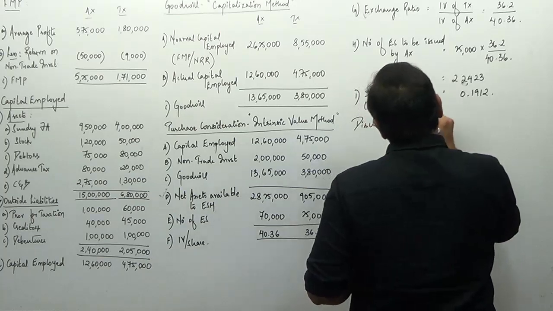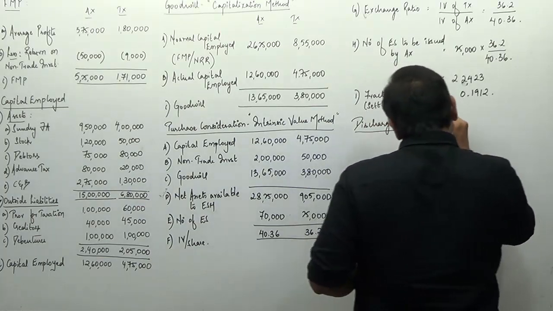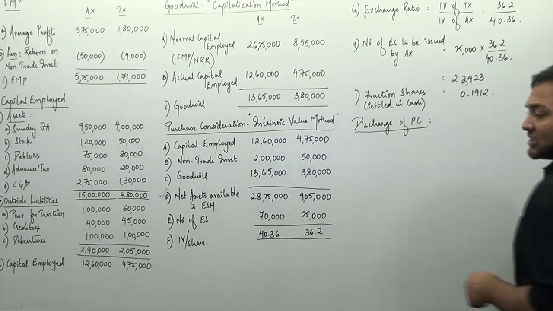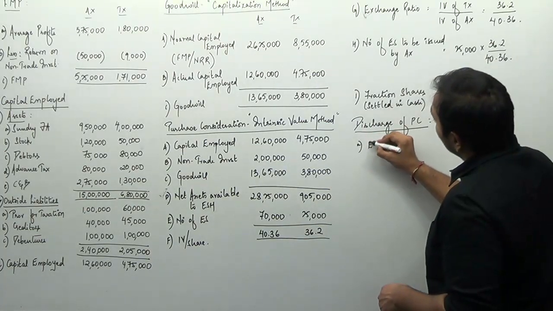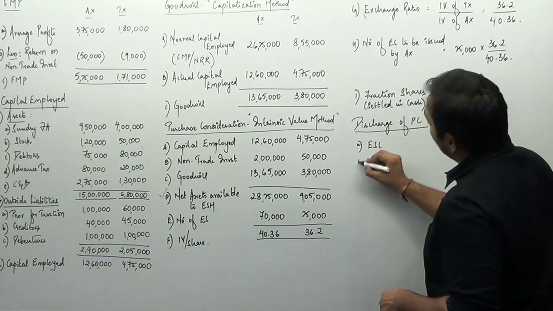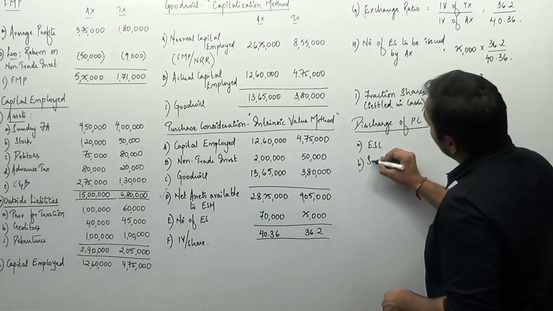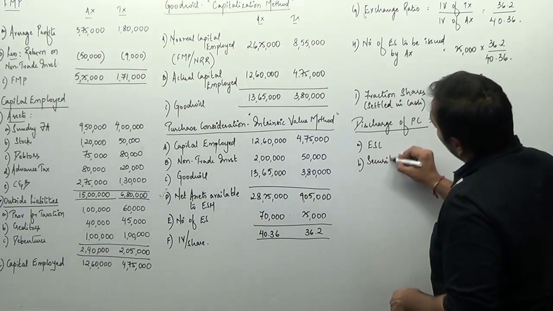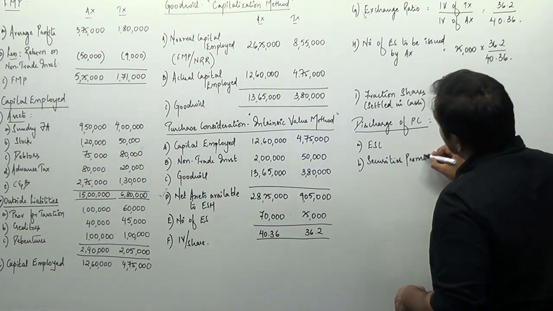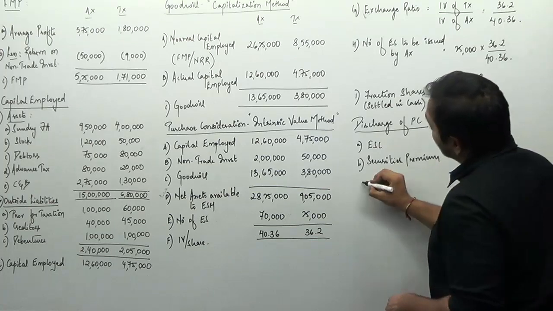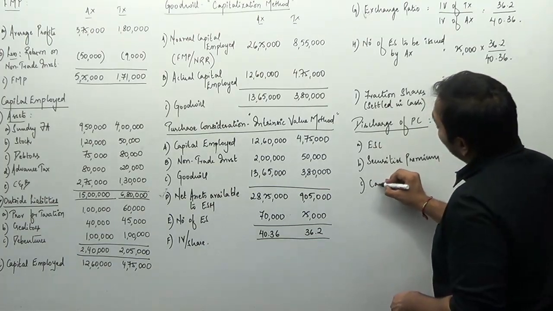Let's calculate discharge of PC then. Discharge of PC split between equity share capital, securities premium, because each share is issued at intrinsic value of purchasing company, and finally cash.